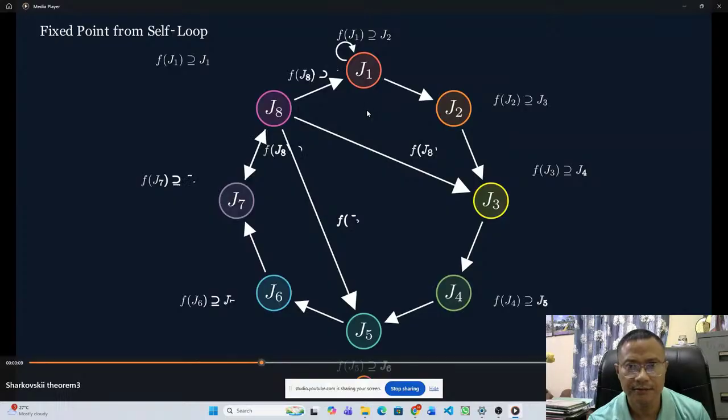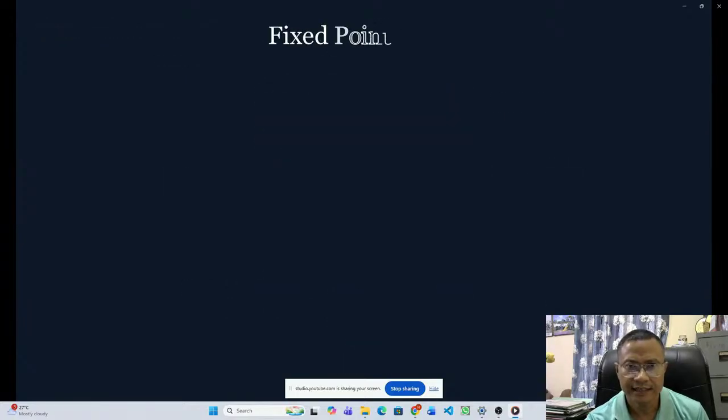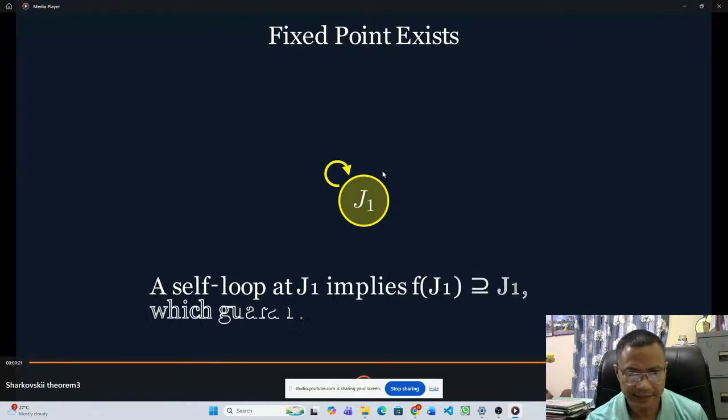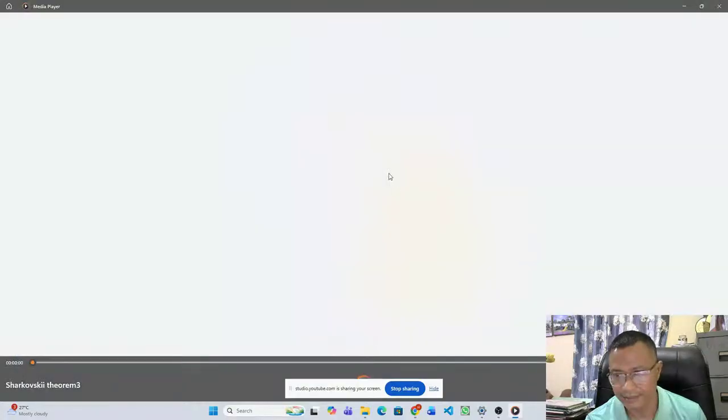Okay, so there is a loop. Why? Because f of J1 covers J1, therefore there is a loop. So we have a loop and the existence of a fixed point is guaranteed. A loop at J1 implies f of J1 is a superset of J1, which guarantees a fixed point.